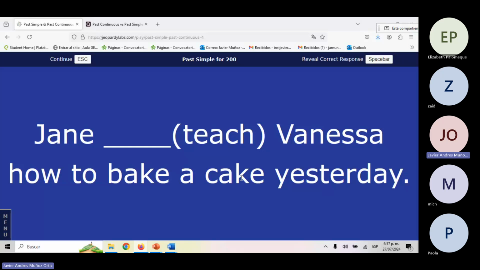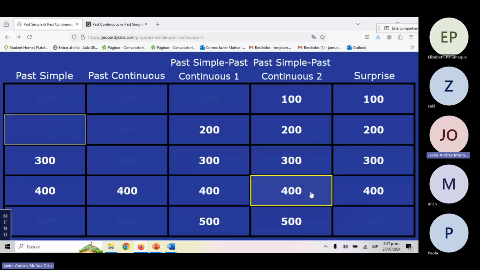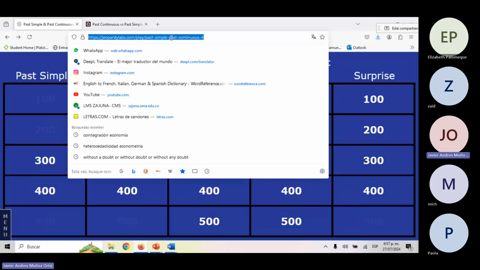Thought. And the answer, Jane thought, Vanessa, yes, and this is the answer because we are talking about simple past tense, and this is an irregular verb, and the conjugation of this verb in past is thought. Jane thought Vanessa how to bake a cake yesterday. Congratulations! This is correct.